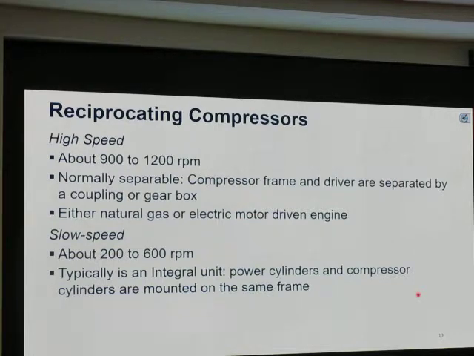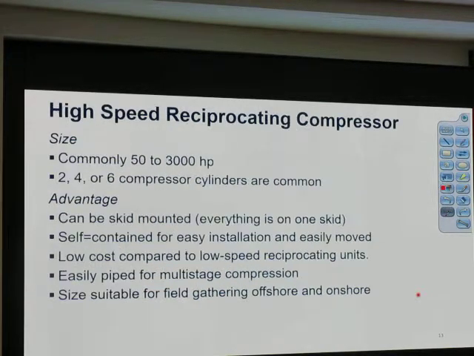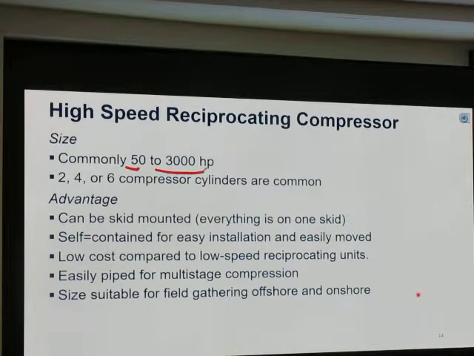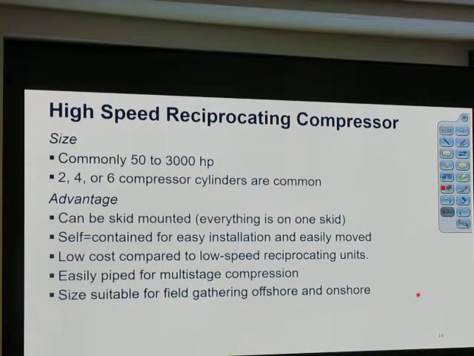Okay, non-high-speed, slow speed, typically is an integral unit, and you will see shortly how it looks like for the integral unit. Okay, high-speed recip can have 3000 horsepower. Okay, we can put it on the skid. Self-contained, low cost, lower cost.